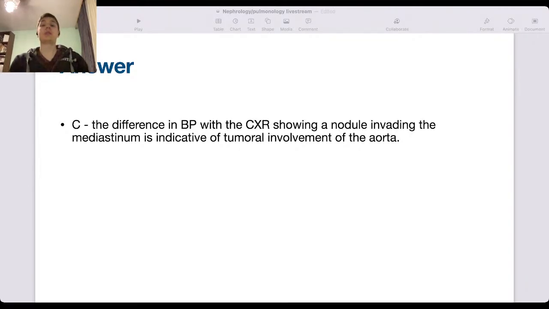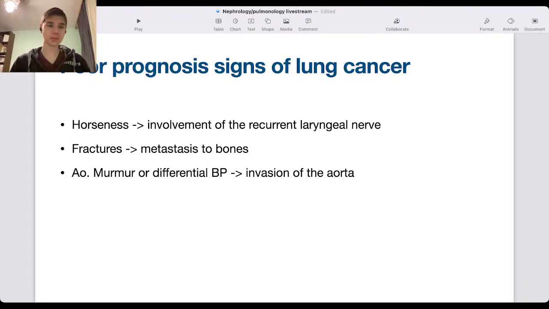Let's review some of these poor prognosis signs in the case of lung cancers. The poor prognosis signs of lung cancer are hoarseness, which means involvement of the recurrent laryngeal nerve; fractures, meaning metastasis to bones; or aortic murmur or differential blood pressure that indicates invasion of the aorta.